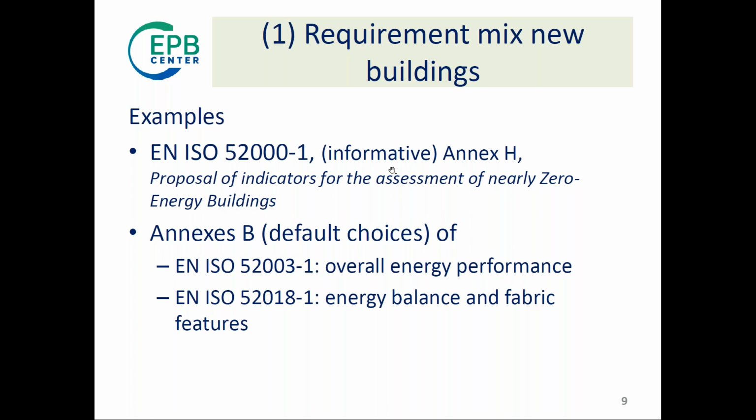So requirement mix for new buildings. There are some details, some introductions given in the overarching standard, the 52000 part 1. In the informative annex H, you find a proposal of indicators for the assessment of nearly zero energy buildings. And actually this proposal contains different steps from decreasing the needs and decreasing the energy use and optimizing renewable energy use. And you find also default choices in the annexes B, the annexes where the national choices are spelled out in the two standards we are discussing today.